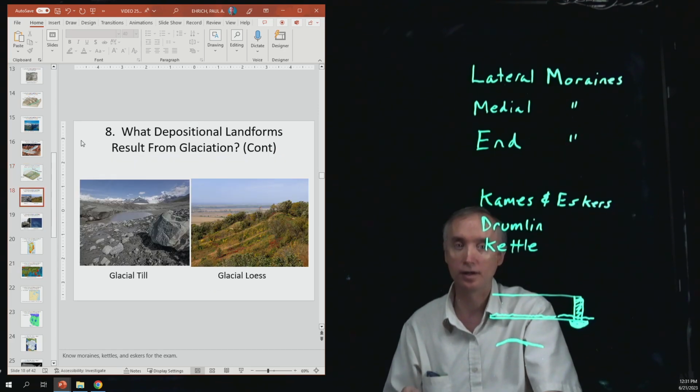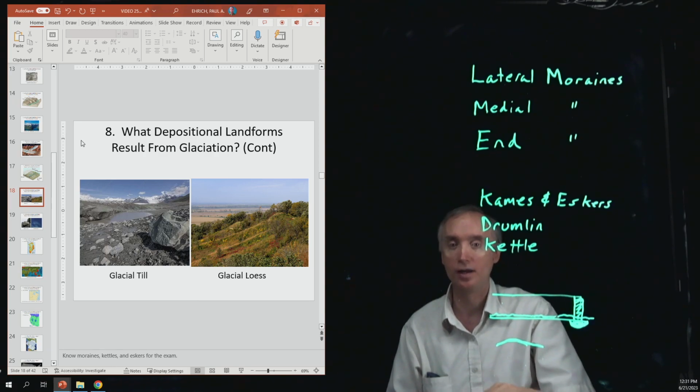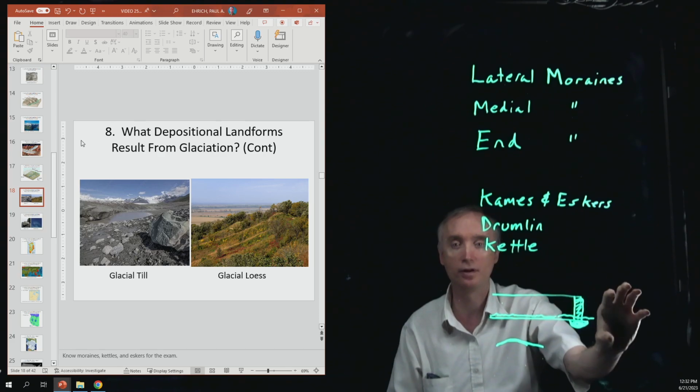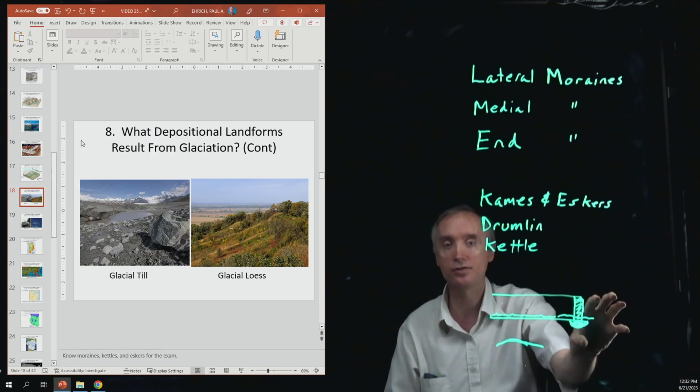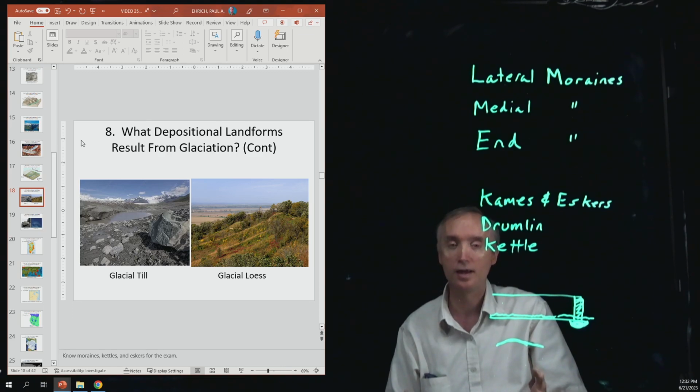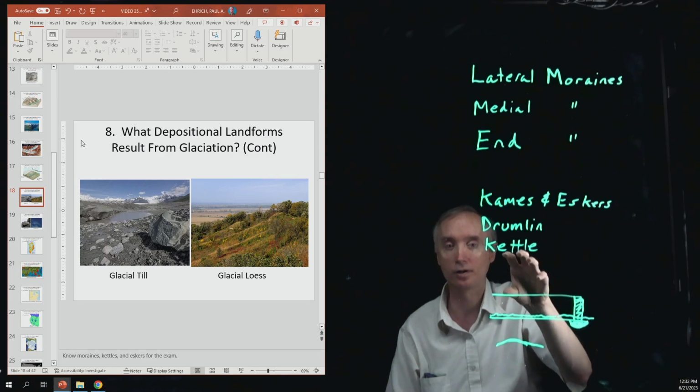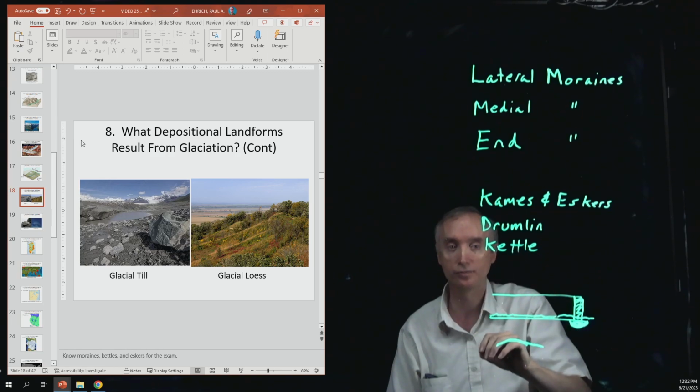Okay, another kind of depositional landform is going to be glacial till. So this is going to be rocks that have been ground down to the point at which they're basically powder, and they're going to come out of the front of the glacier. You also have material that is so fine that comes out of the glacier it can be caught up by the wind, and so it can be blown around by the wind and can accumulate in these big piles that we're going to call glacial loess.